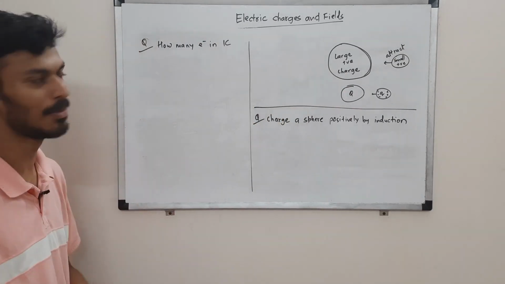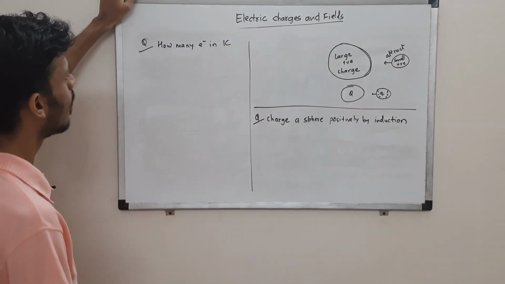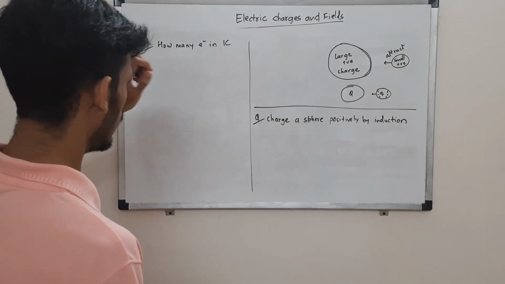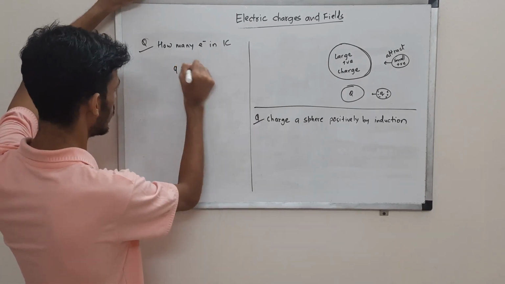You must keep that in mind. Okay, so let's come to this numerical. How many electrons are there in one coulomb? Okay, so we can use the relation Q is equal to Ne.